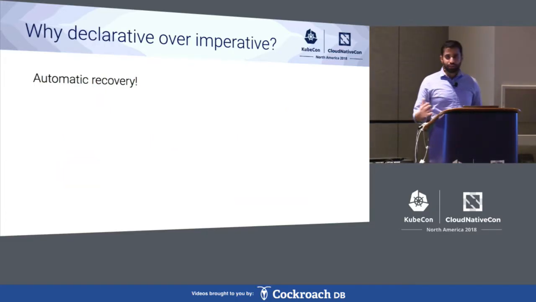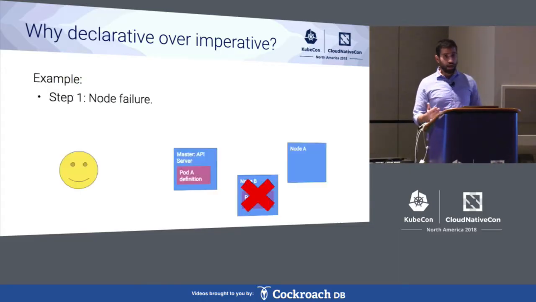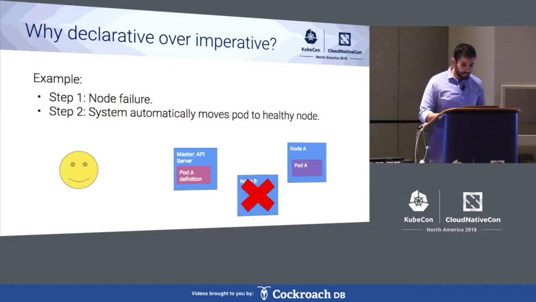And what is the benefit of this declarative approach? The primary benefit is automatic recovery. Meaning if something happens to your application, if the application crashes, if the node crashes, Kubernetes will automatically take care of recovering that application for you, moving it around.